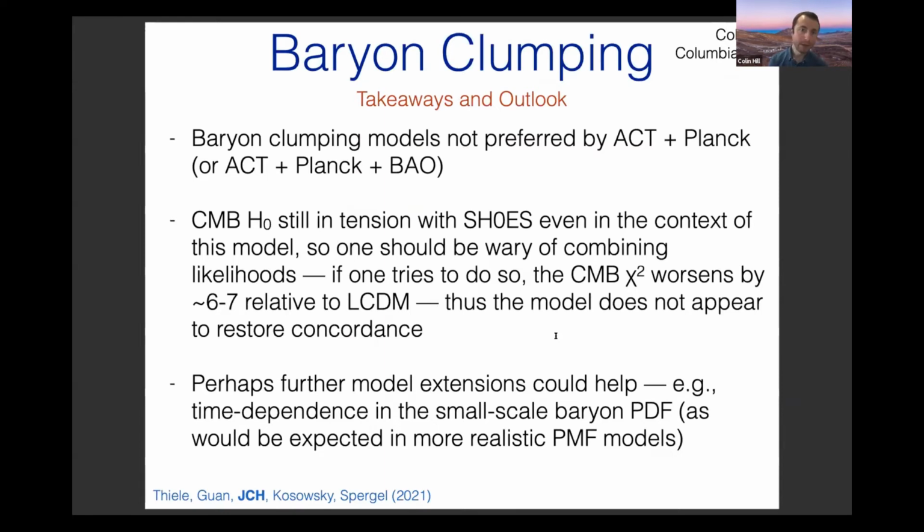If one does try to combine SH0ES with the CMB data in this particular model, you find that the chi-squared of the CMB data sets worsens by about 6 or 7 relative to the lambda CDM best fit. So it doesn't appear that the model has the ability to restore concordance, at least as currently formulated. We thought a little bit about ways you could extend the model to potentially help. Probably the best hope would be to introduce some time dependence in this small scale baryon PDF, which would be more realistic anyhow. But we haven't yet pursued this quantitatively.